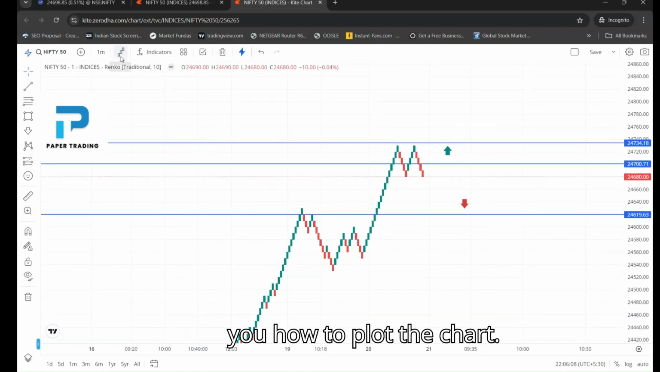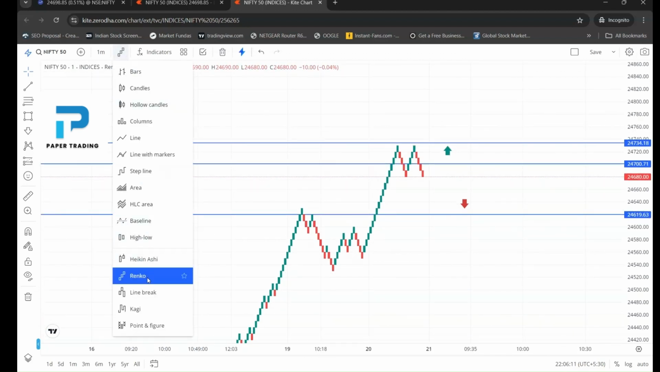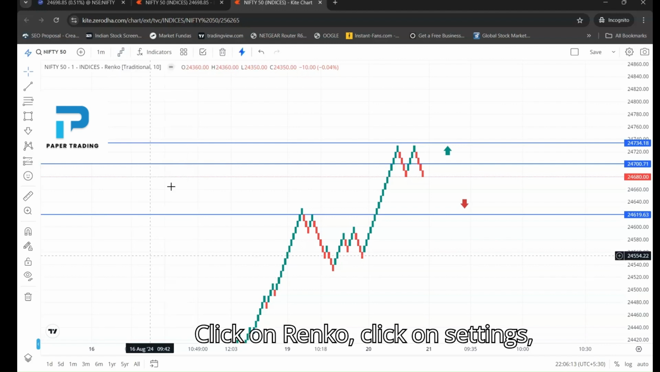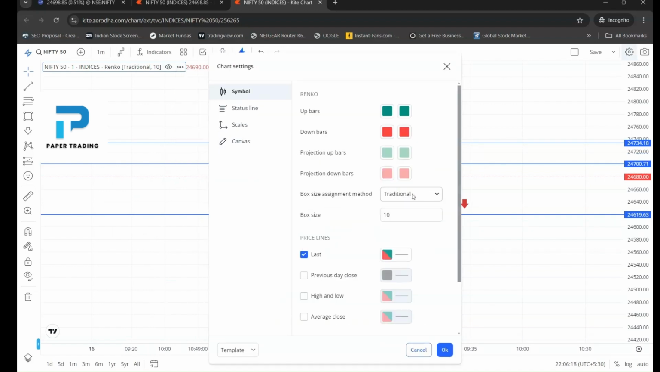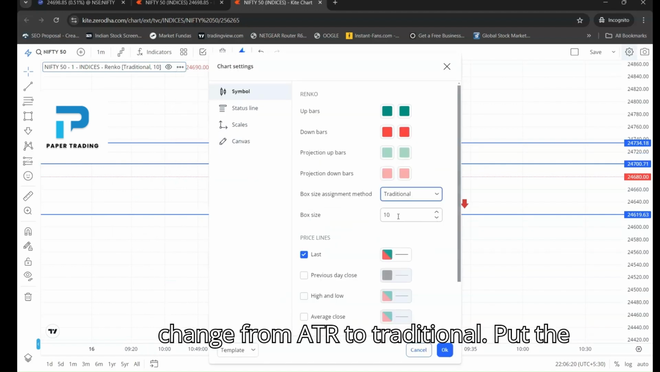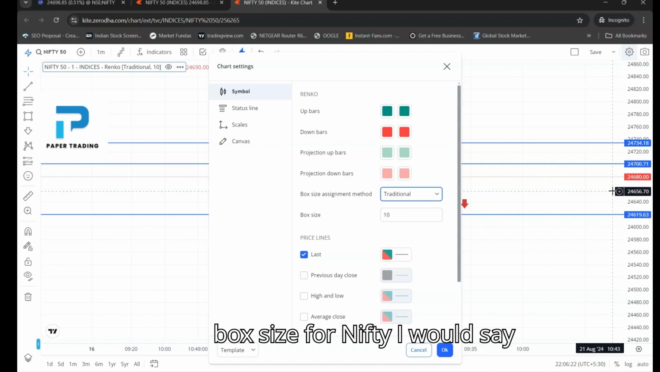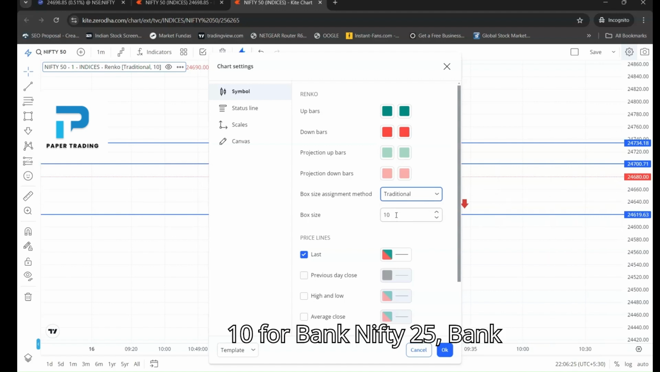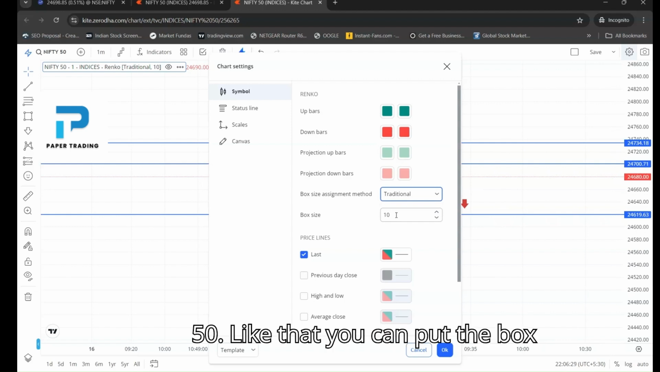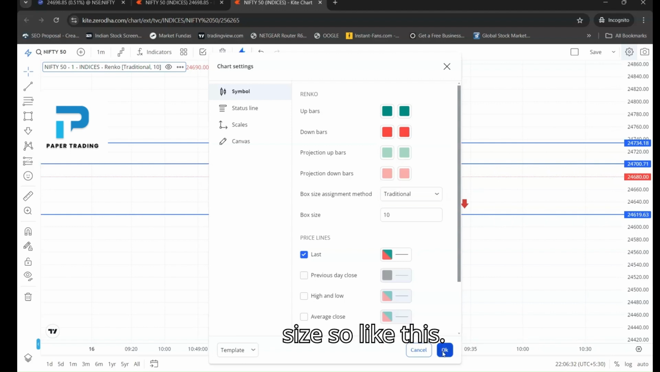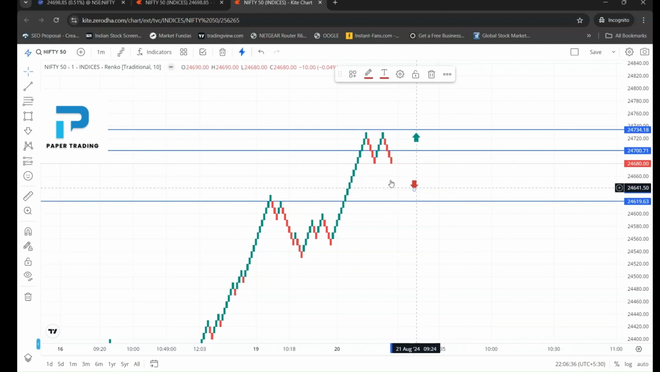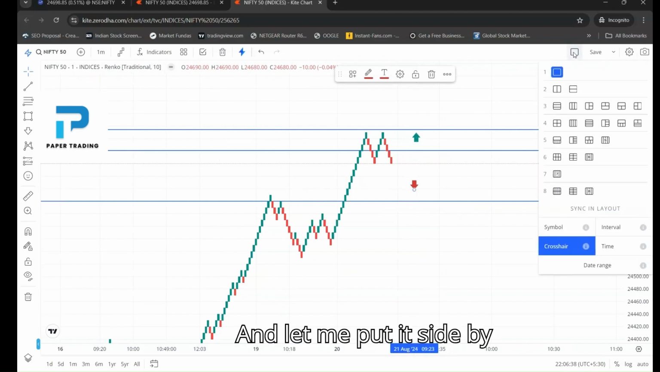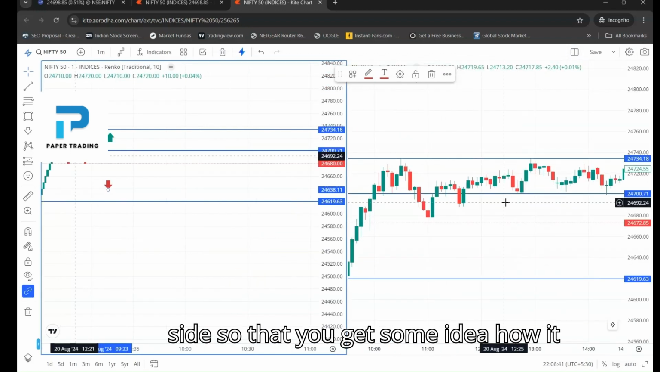So I've told you how to plot the chart. Click on Renko, click on settings, change from ATR to traditional, and put in the box size. For Nifty, I would say 10. For Bank Nifty, 25. Sensex, 50. Like that, you can put the box size. And let me put it side by side so that you get some idea how it works.